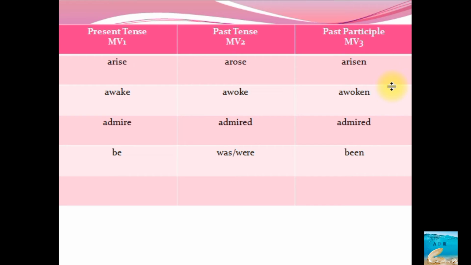Present tense, past tense and past participle form. Past participle is required for present perfect, past perfect and future perfect. When we discuss the tense forms, I will tell you in detail why we require present participle and past participle, and why we require present perfect, past perfect and future perfect. For all three tense forms, we require past participle. Past participle is a bridge.